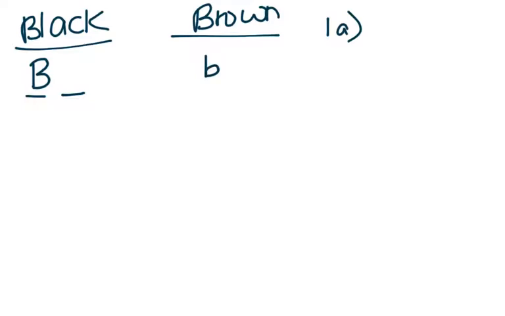So when I look at the black mouse, I can have a genotype of 2 big B's or big B, little b. Okay, this here is considered your homozygous dominant. This would be your heterozygous phenotype. And when I come over to the brown mice, if I have a brown mouse, no matter what, that individual has to have 2 little b's. That is the only possible genotype with the brown mouse.